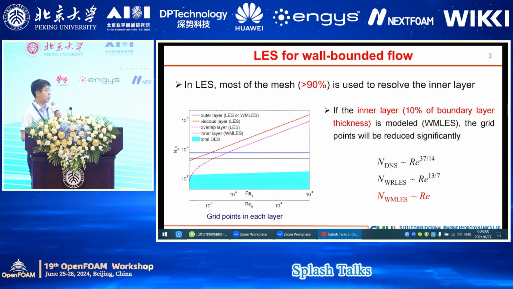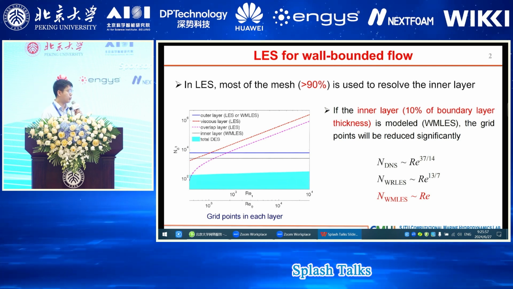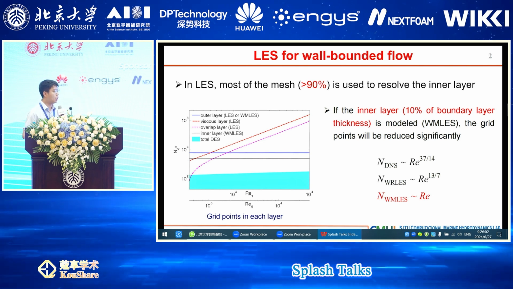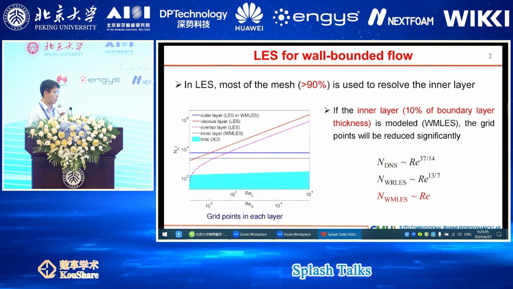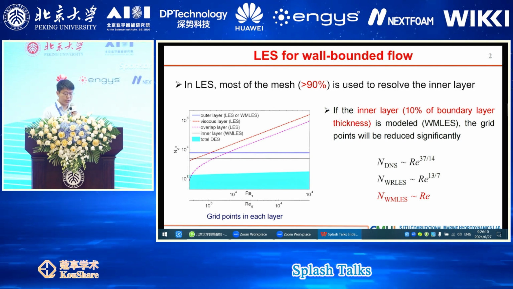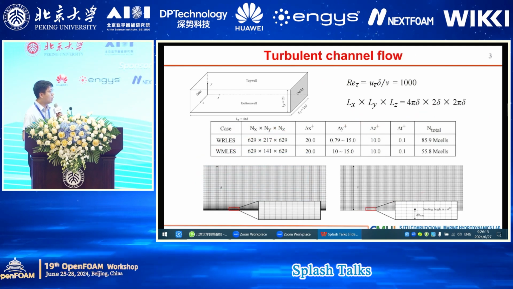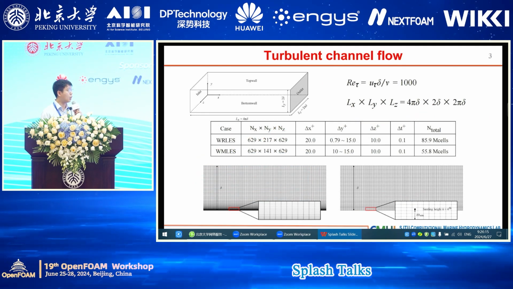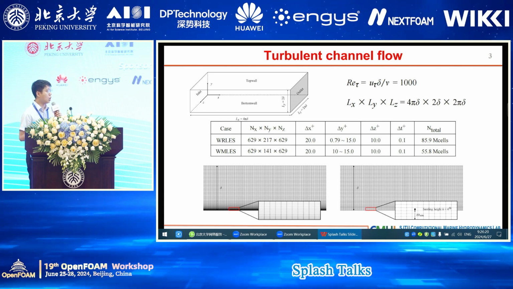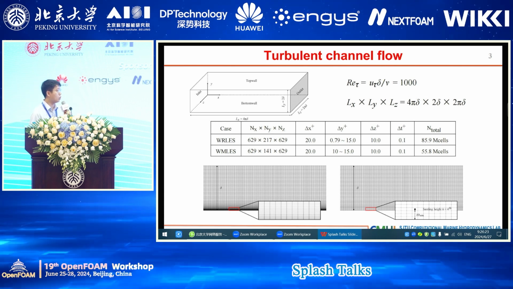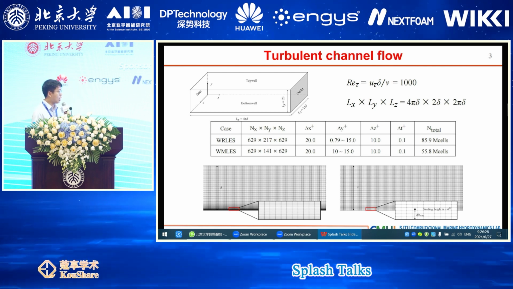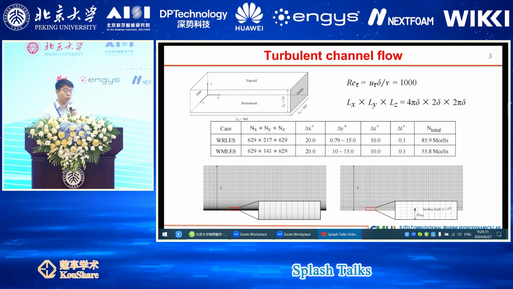If we model the inner layer, the computational grid will be reduced significantly. For wall-modeled LES, the required number of grid points is of the order of the Reynolds number. So we have carried out wall-modeled LES of a turbulent channel flow at Reynolds number 1000 based on the wall friction velocity, and we also did some comparison with the wall-resolved LES.